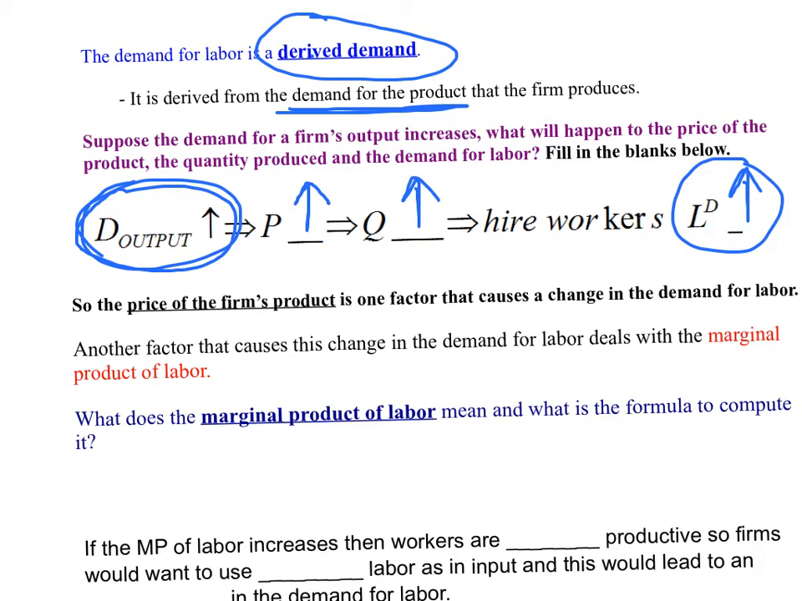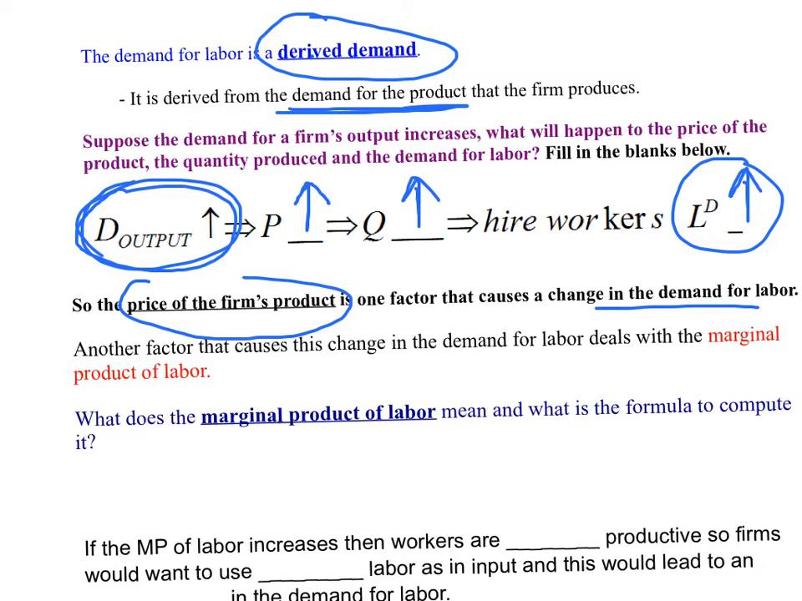If you think back to wooden tennis rackets, since wooden tennis rackets are no longer in demand, the demand for the workers of those wooden tennis rackets declined. So the price of the firm's product, as mentioned, is one of the factors that causes a change in demand, which is a shift in the demand curve.